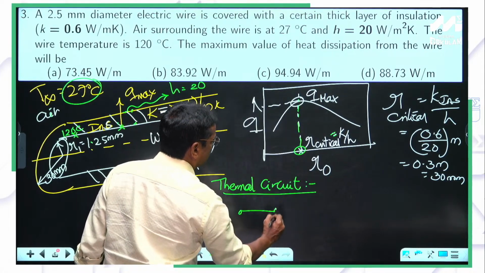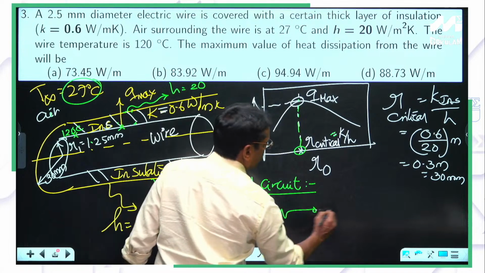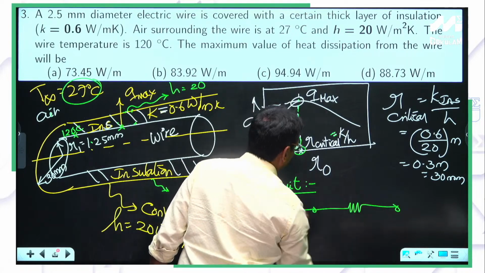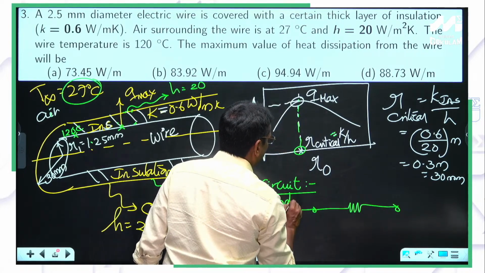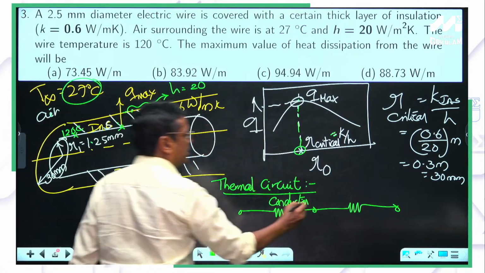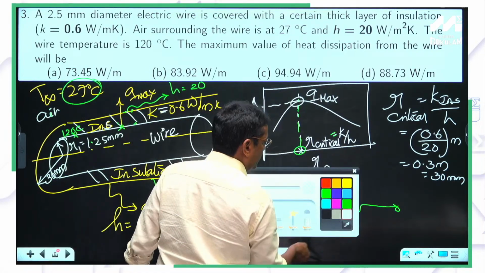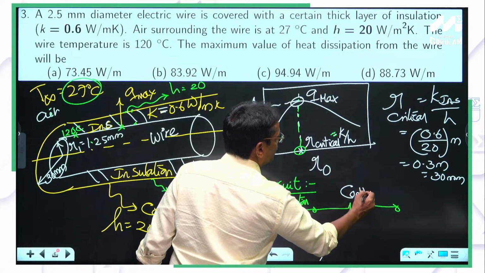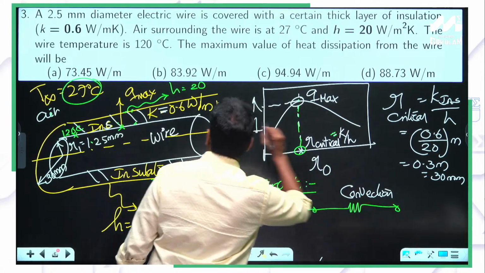How many resistances are there? Two resistances. First one is conduction resistance. Second thing is the convection resistance. This is the conduction resistance offered by the insulation. This is the convection resistance which you are seeing at the surface of the insulation.